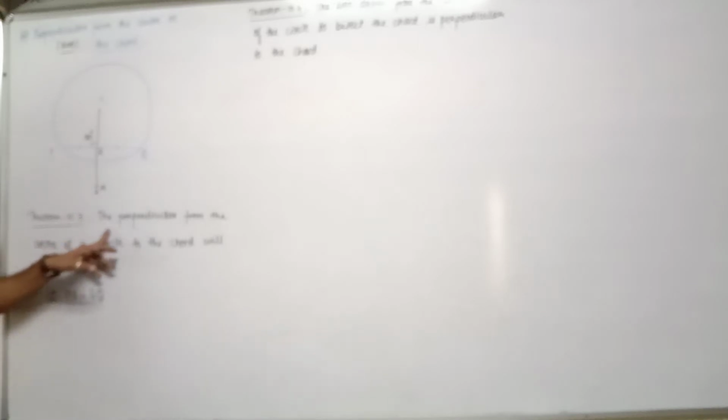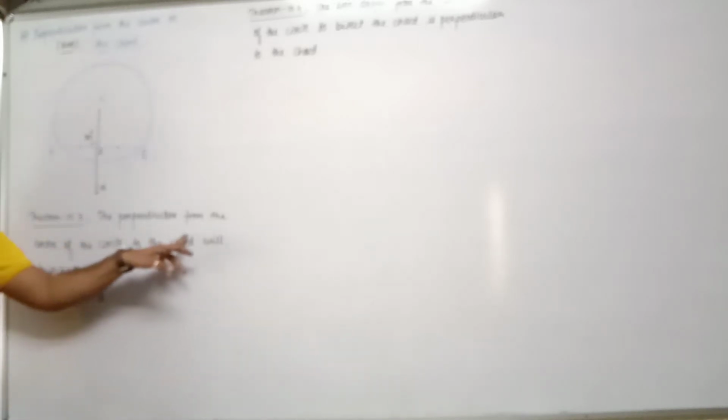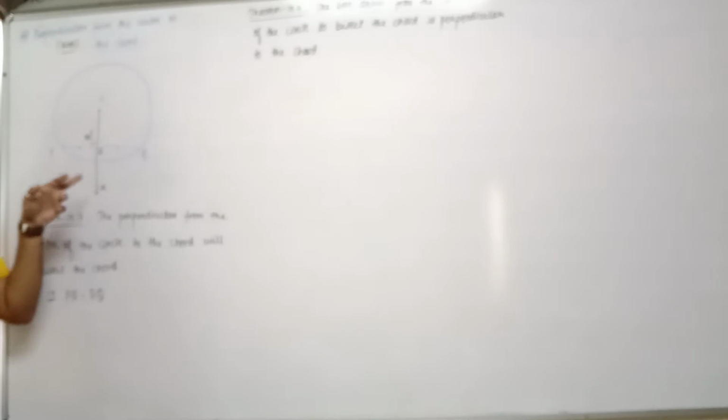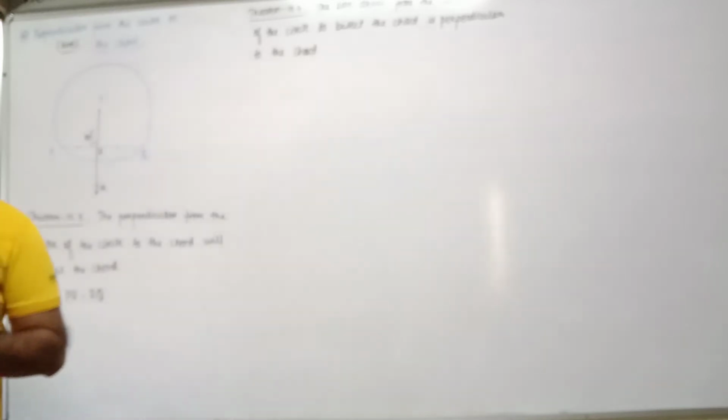In the first case, we have drawn a perpendicular from the center to the chord to bisect it. Here we have drawn a line. We have not drawn a perpendicular. We have just drawn a line which is bisecting the chord.